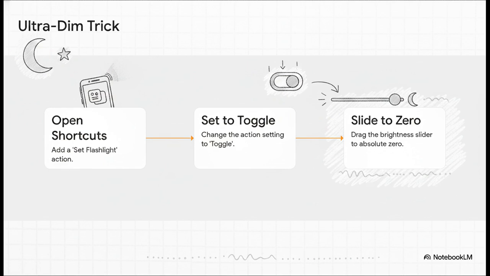Step 1. Open up your Shortcuts app and add a Set Flashlight action. Step 2. Tap the word Turn and change it to Toggle, which just means one tap turns it on, another tap turns it off. Step 3. Tap the little arrow to reveal a hidden brightness slider and drag that slider all the way down to absolute 0. Save it and boom, you just created a custom ultra-dim flashlight button.